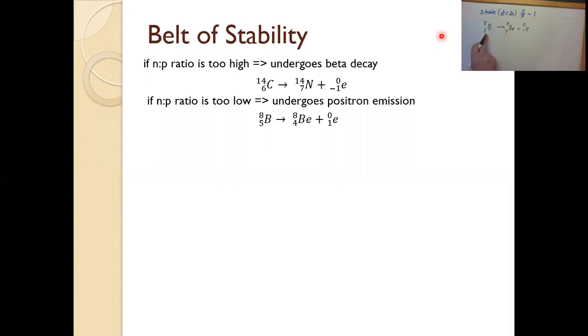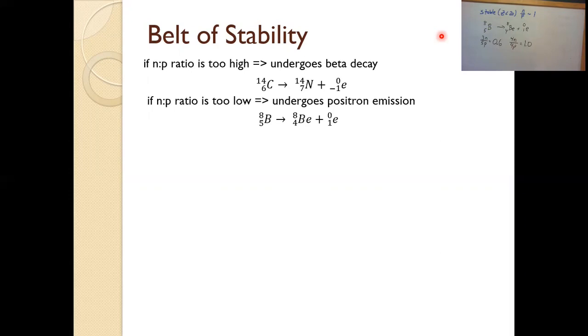These are still light elements, some of the lightest elements, so we expect a stable neutron-proton ratio to be approximately 1 at least. With boron 8, it has 3 neutrons to 5 protons for a neutron-proton ratio of about 0.6. Whereas beryllium 8 has 4 neutrons and 4 protons for a ratio of 1.0. So if this ratio is too low, 0.6 is a lot less than we expect a stable ratio to be, it will emit a positron.